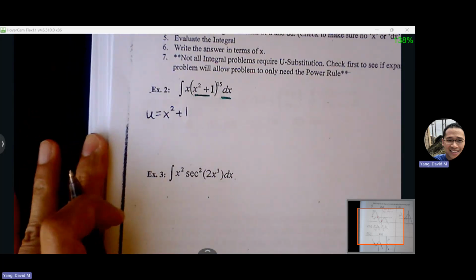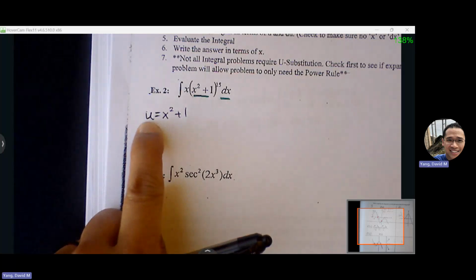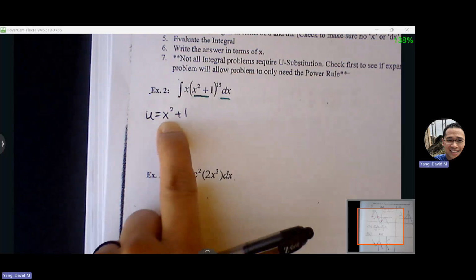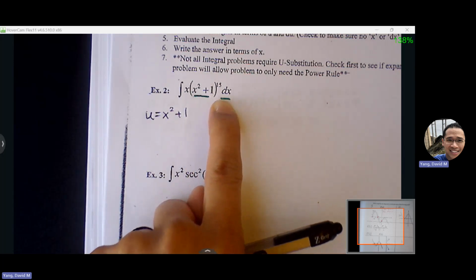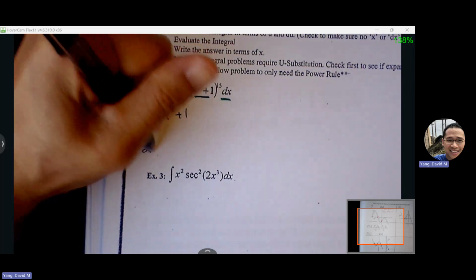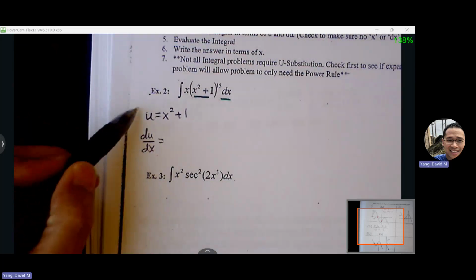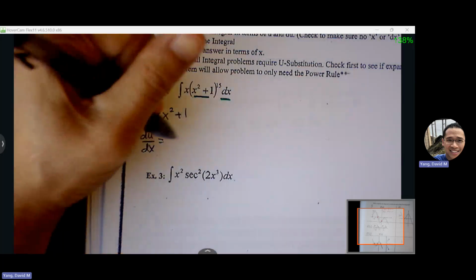So we're going to assign the u value to be x squared plus 1, just the portion inside the parentheses. Next step, we're going to find the derivative of u with respect to x, or with respect to whatever independent variable. In this case, our independent variable is x. Most of the time, your independent variable will be x. So your second step will be du over dx. We're finding the derivative of u with respect to x. What's x squared become? Just 2x.